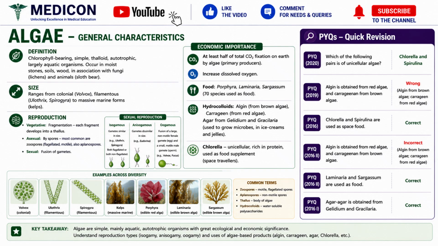The key takeaways from the algae are simple: mainly aquatic autotrophic organisms with great ecological and economic significance. Understand the reproduction types like isogamy and oogamy, and uses of algae-based products like algin, carrageen, agar and Chlorella. Stop the video here and study the previous year questions.